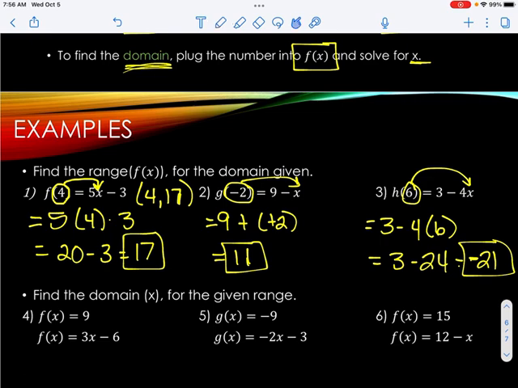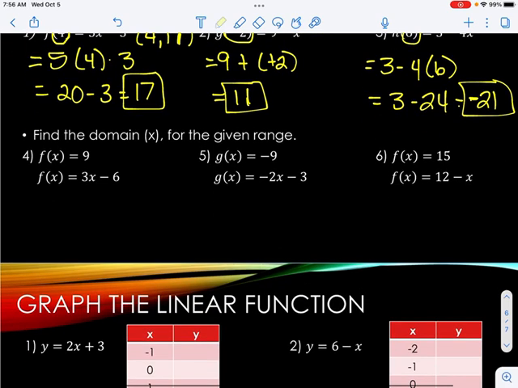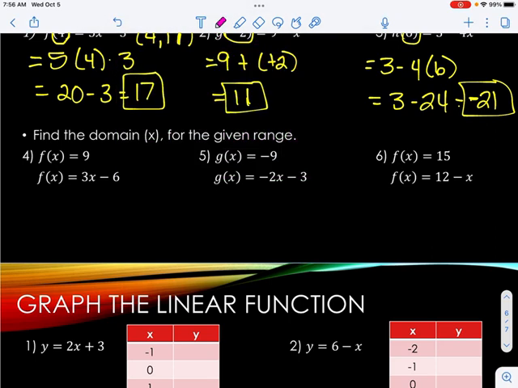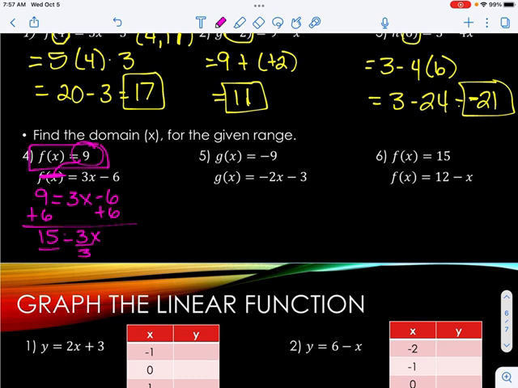All right, now on the next part here, this time they're giving me the range value, and I need to find the domain. The way I notice this is they say f of x is equal to 9. So I'm going to take the 9 and plug it in where I see the f of x. So 9 equals 3x minus 6. Now at this point, we're just going to solve it like we have been. So 15 is equal to 3x, divide by 3. So x equals 5.